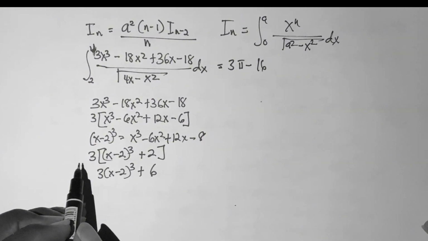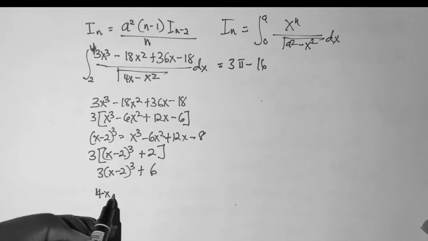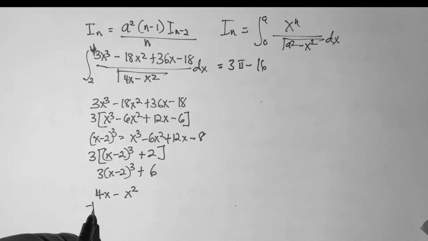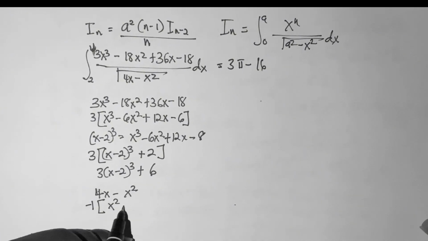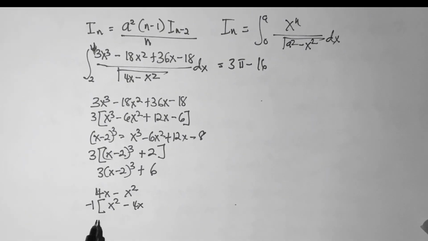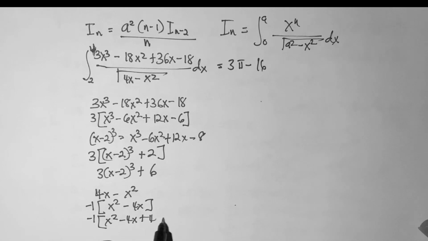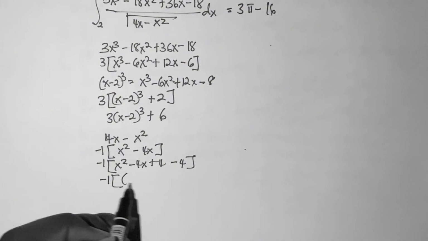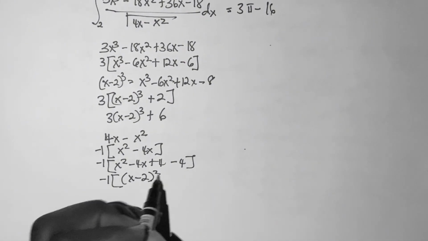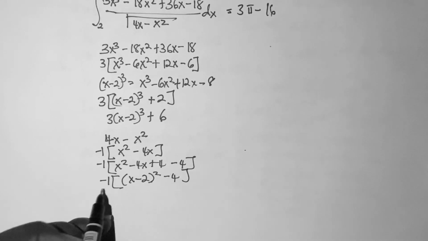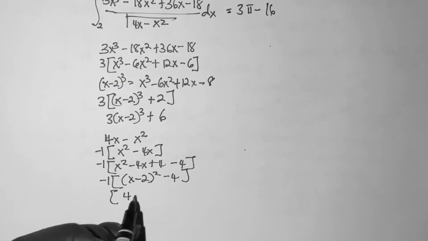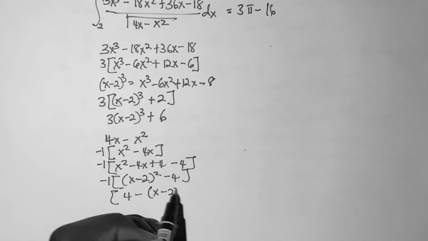Then let's come to the denominator. Let's complete the square. We have 4x minus x squared. So let's factorize minus 1 out. We are left with x squared minus 4x. Half of minus 4 is minus 2, and if you square it, you get 4. So this becomes minus 1 times (x squared minus 4x plus 4, minus 4). We can rewrite this as minus 1 times ((x minus 2) squared minus 4), which is the same as 4 minus (x minus 2) all squared.